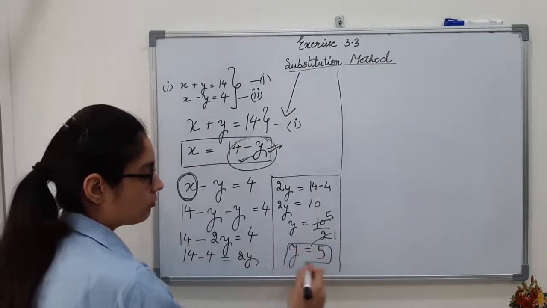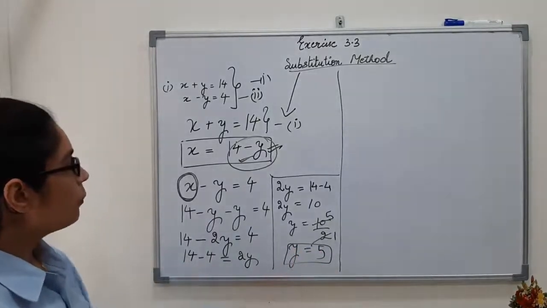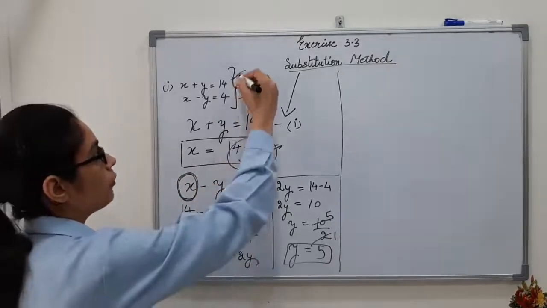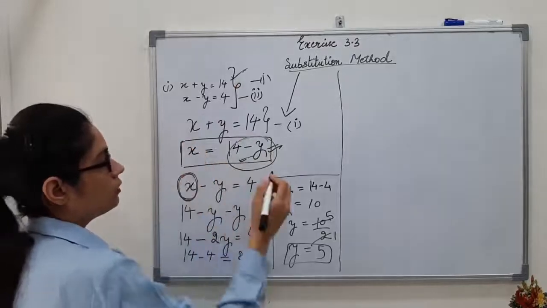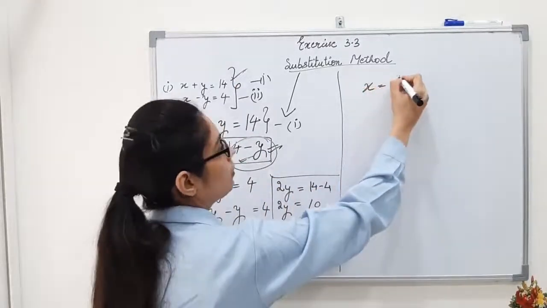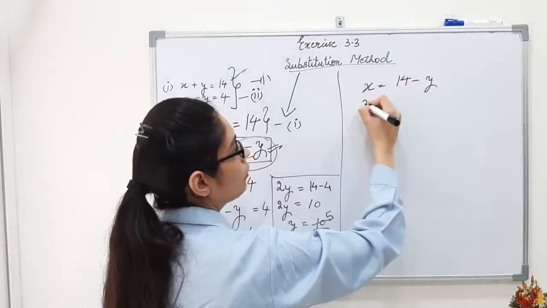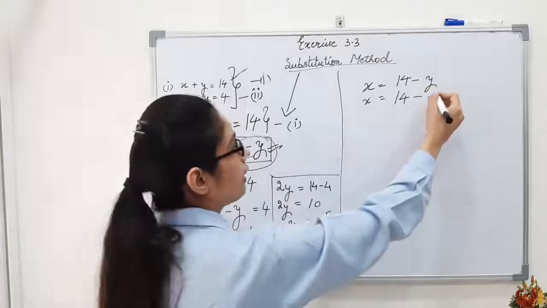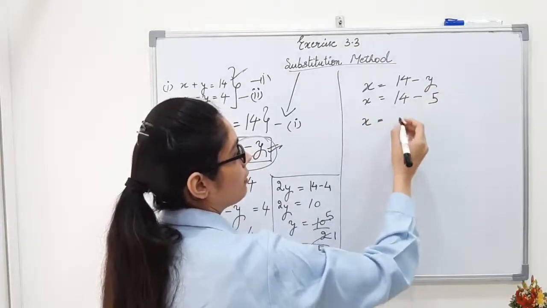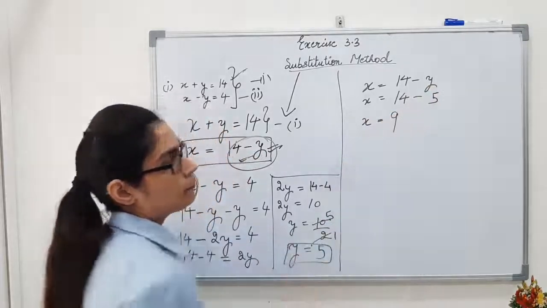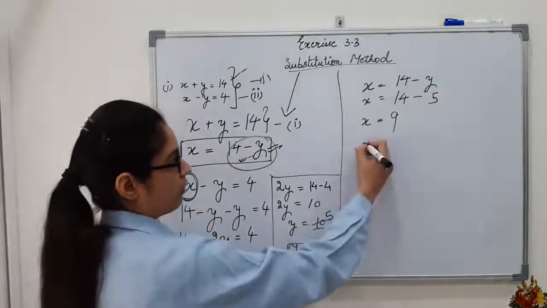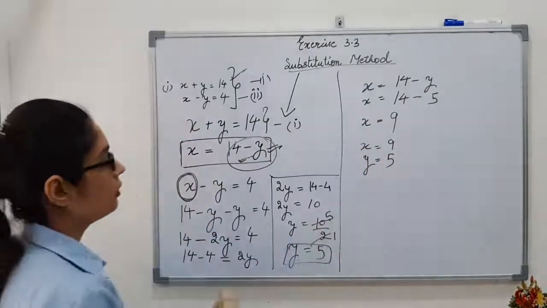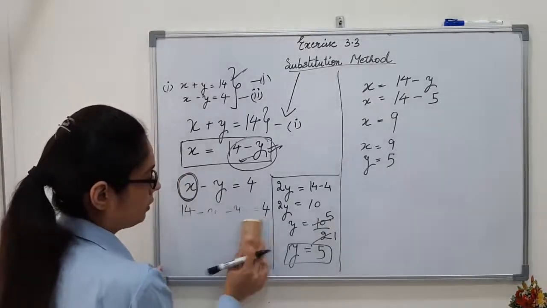Now I have got the value of y. Now put the value of y in this. If you want, you can also put it in the equations, and if you want, you can put it in this. So my x is 14 minus y. What is the value of y? We have obtained the value of y just now. It is 5. So 14 minus 5 is 9. So in this way we have found the value of x is equal to 9 and y is equal to 5. So this was my substitution method.